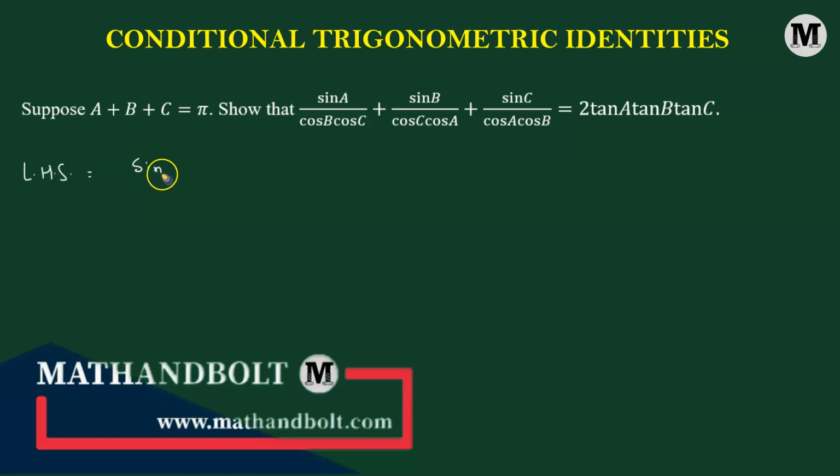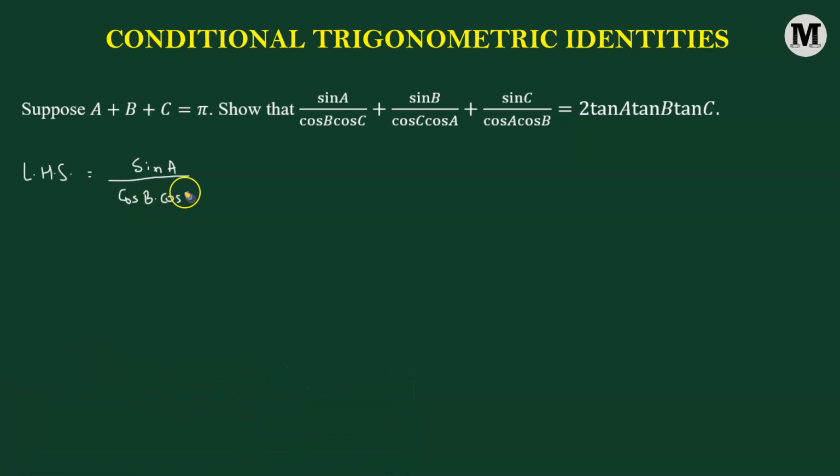So we have sine of angle A divided by cosine of angle B times cosine of angle C, added to sine of angle B divided by cosine of angle C multiplied to cosine of angle A. And finally, we have the third term, sine of angle C, that's divided by cosine of angle A times cosine of angle B. Now what we'll do, we're going to do some manipulation here.